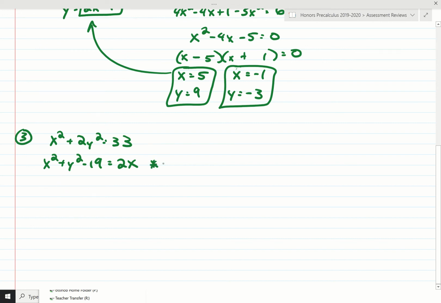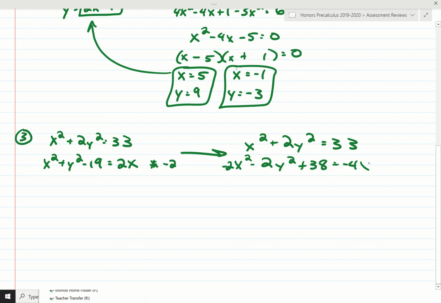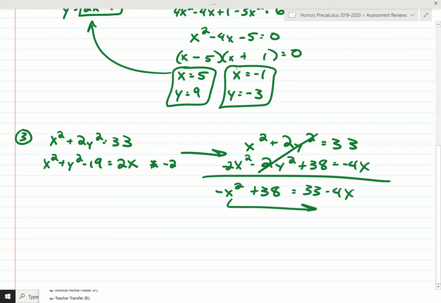I'll multiply the bottom by negative 2, and we get x squared plus 2y squared is equal to 33. And on the top, we're going to get negative 2x squared minus 2y squared plus 38 is equal to negative 4x. And if we add these together, we get negative x squared plus 38 is equal to 33 minus 4x. Let's get everything on the same side. We'll say x squared minus 4x minus 5 here. So we could say x minus 5 and x plus 1.